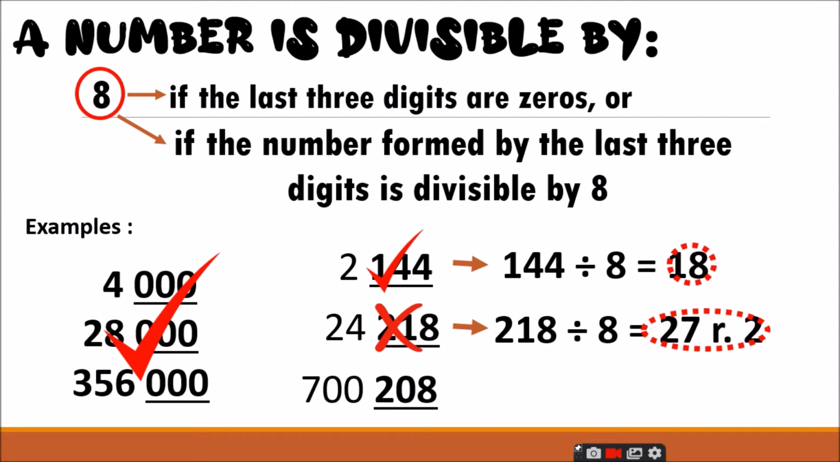Another example is 700,208. So 208 is the last three digits of this number. Let's find out if this number is divisible by 8 by dividing. So 208 divided by 8 is equal to 26. And 26 is a whole number. So we can say that this number is divisible by 8.